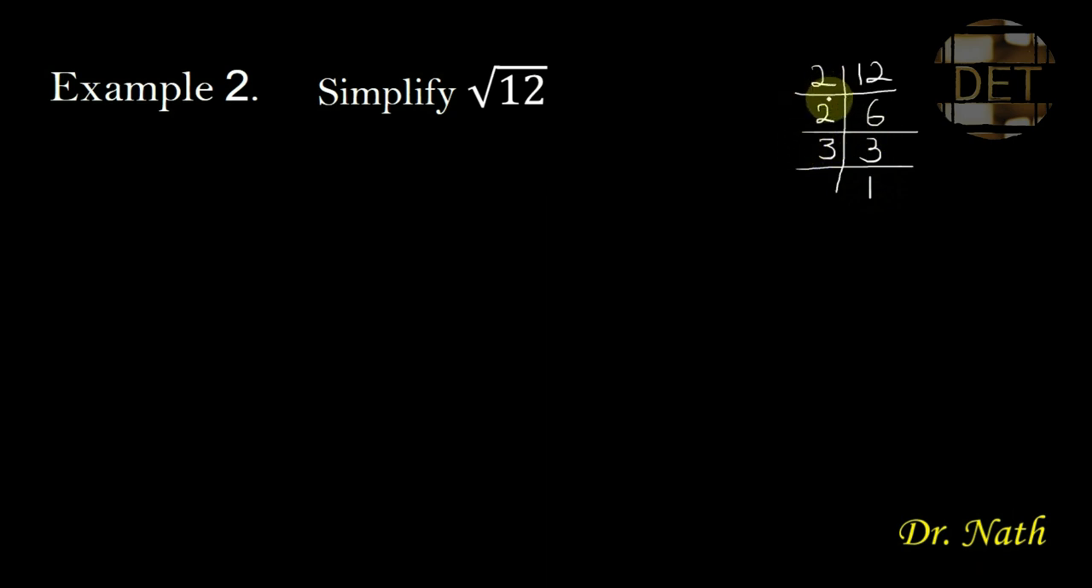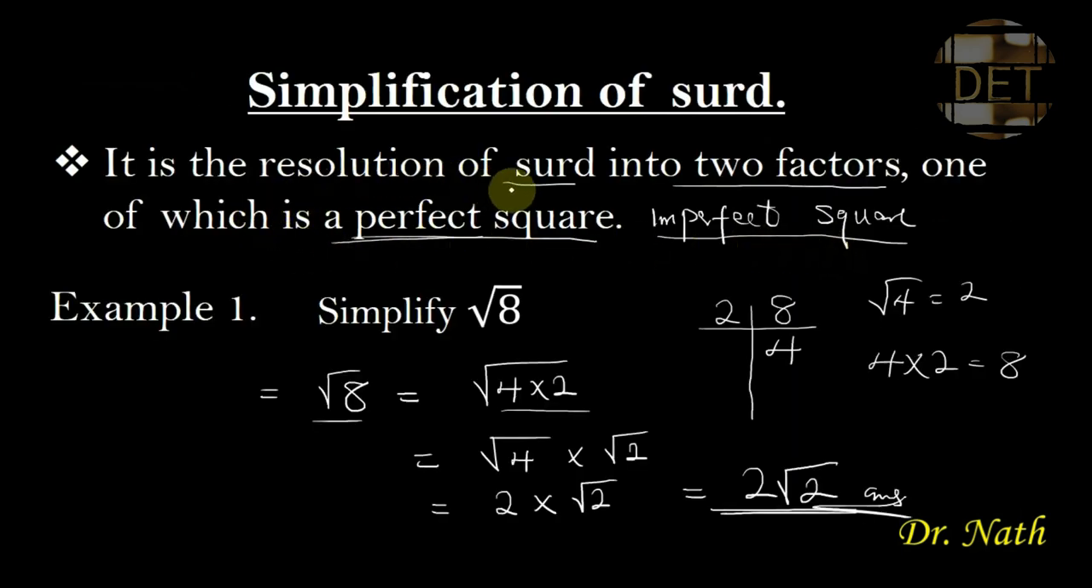So I will come here and group the numbers. 2 times 2. Since I'm having 2 here, that means that this is a perfect square. 2 times 2 will give me 4. And I have 3 here. So 4 times 3 is equal to 12. And 4 is an example of a perfect square. Remember, the simplification of a surd is the breakdown of a surd into two factors, one of which is a perfect square and the other an imperfect square.